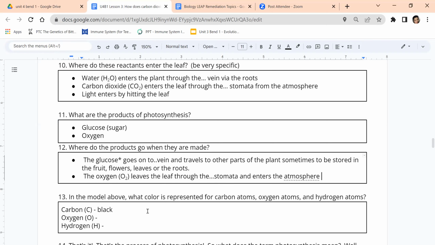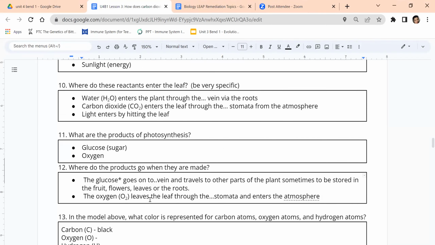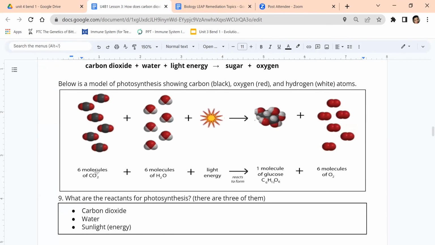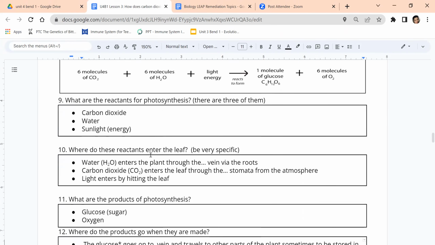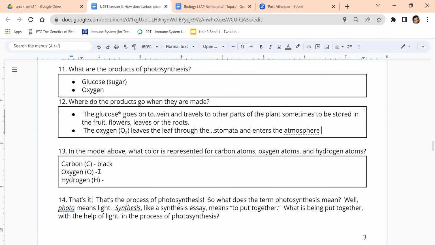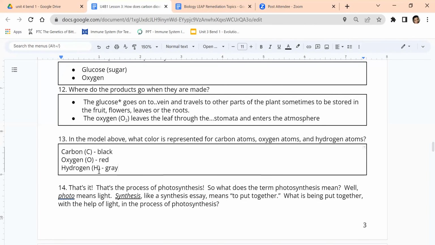Okay. So when we look at the model up here, we see that the carbon atoms are the black spheres, and the oxygen are the red, and the hydrogen are the gray. So we just have three elements that are involved, three different types of atoms. So the carbon is the black, and the oxygen is the red, and the hydrogen is the gray. So that's it. That is the process of photosynthesis.